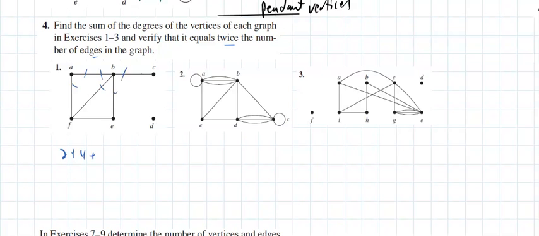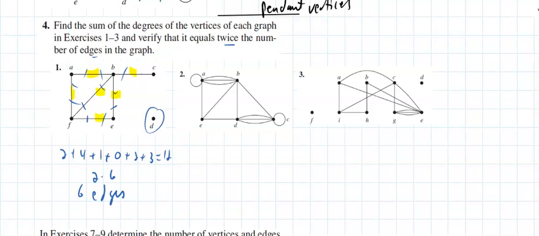C, 1. D, 0. E, 2 of them. And F, not 2, 3. And that turns out to be a 12. Isn't that 2 times 6? So how many edges do we have? We have 6 edges. And you can count them if you wish. 1, 2, 3, 4, 5, 6.